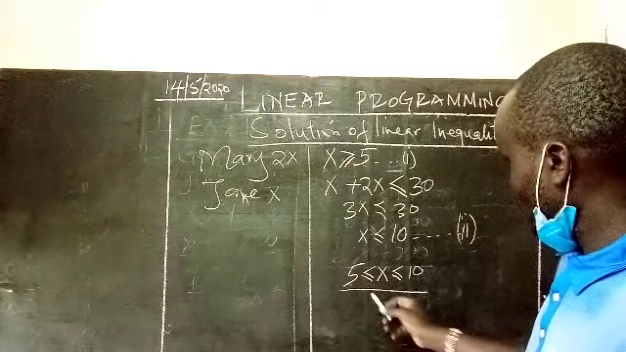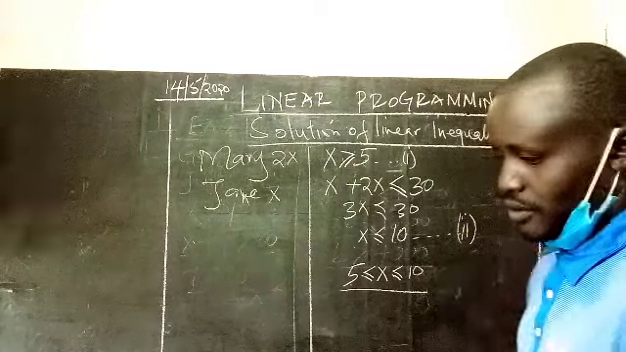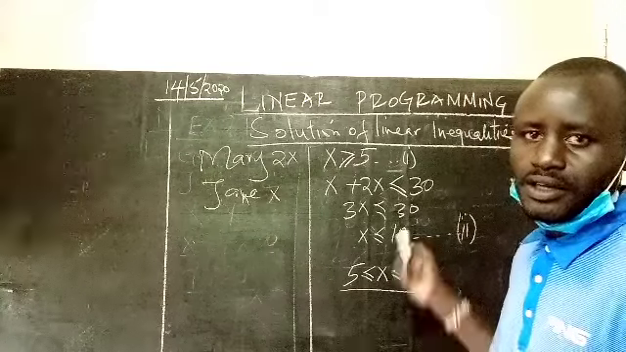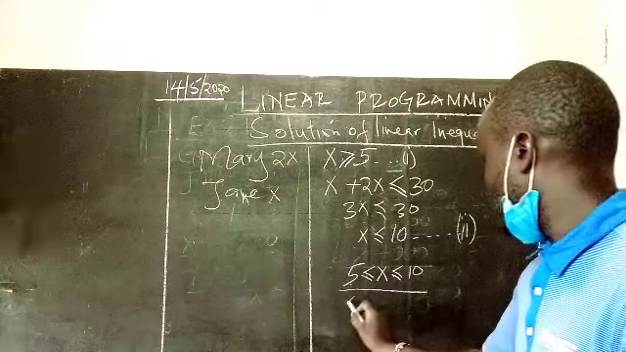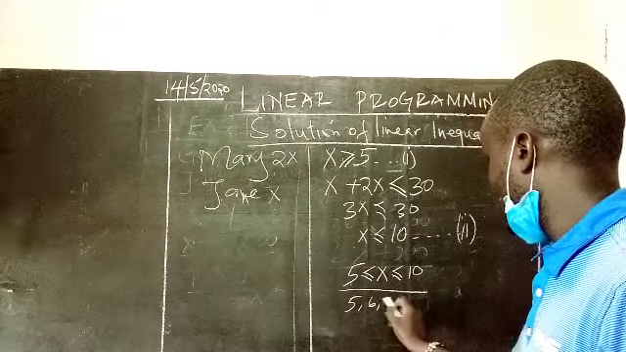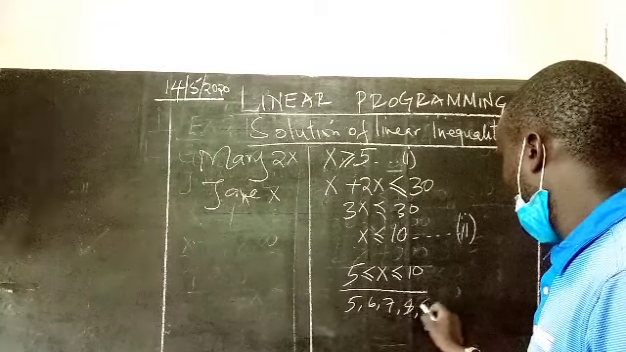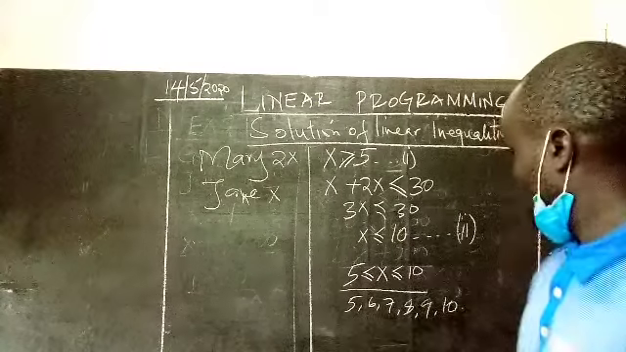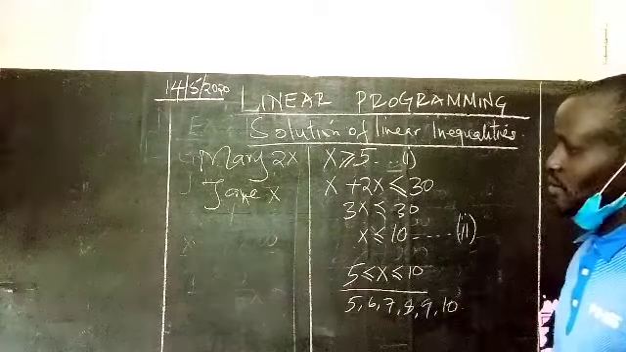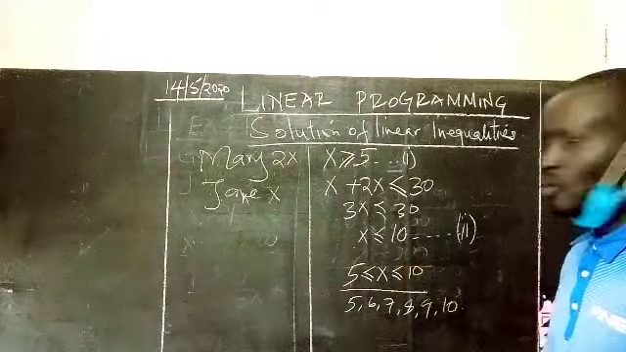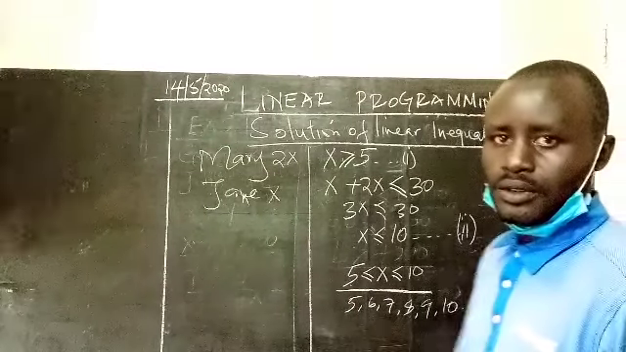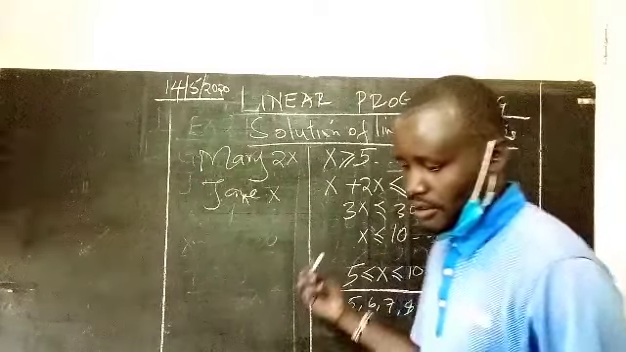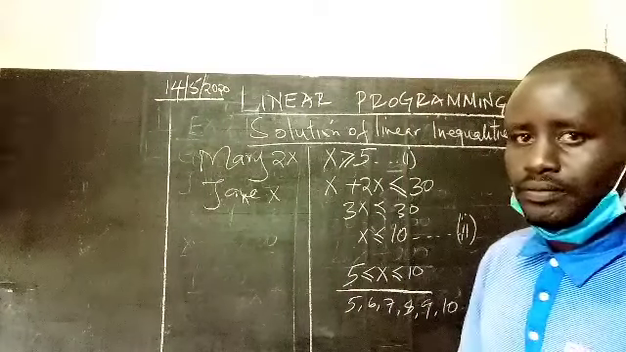So we have a range of values. How many values do we have here? When we give all the values here, it means that we have 5, 6, 7, 8, 9, and 10. All these are the values. But what we require here is the range of values which satisfies this information.